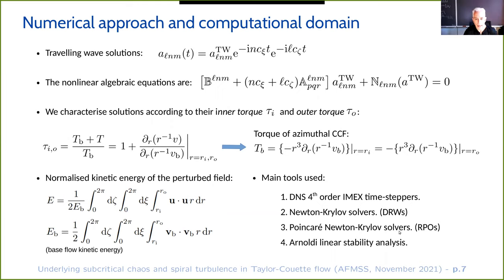Also, along these rotating waves, we are going to carry out a linear stability analysis in order to predict where the bifurcations are going to occur. This is a huge dimensional problem, so we cannot do the classical eigenvalue analysis based on QR or QZ algorithms. We have to use Arnoldi Krylov methods in order to identify the leading eigenvalues that control the bifurcations.